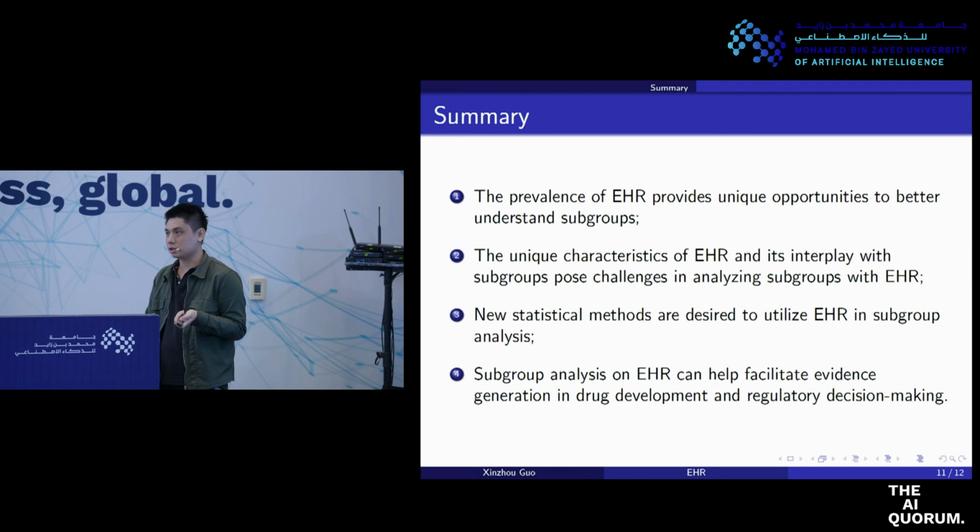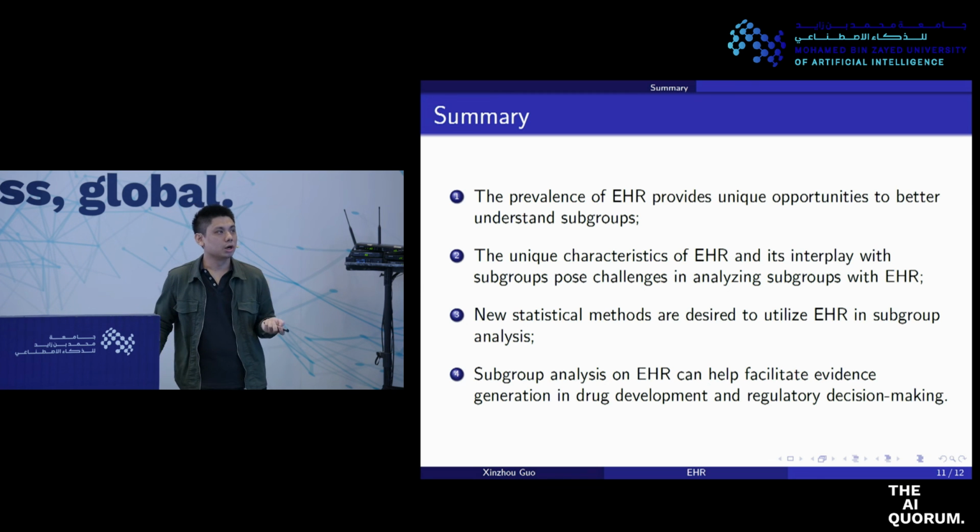Like the statin example, there was no robust evidence for many, many years, although there were many guesses it is potentially associated with type 2 diabetes. However, simply relying on randomized controlled trials, we cannot come up with robust evidence. But by using EHR, we have a better understanding of the adverse effect of statin.